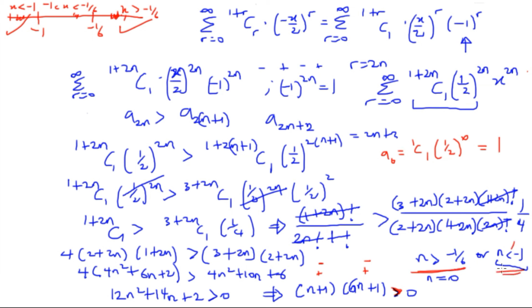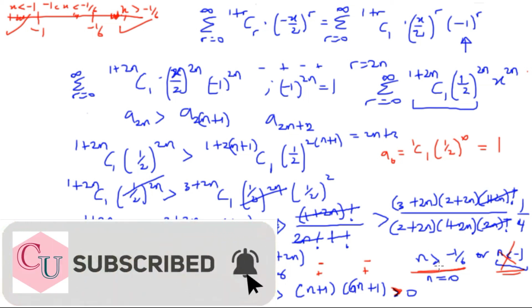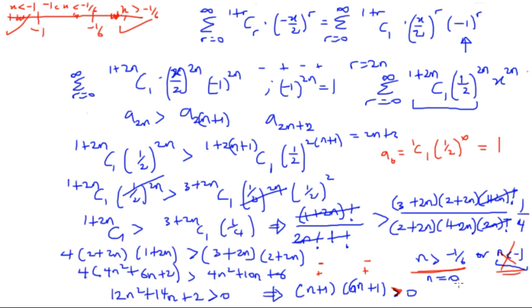So that's why the answer is n greater than minus 1 over 6 and n less than minus 1. But we omitted this because n less than minus 1 consists of numbers that are negative, and our n cannot be negative. But n greater than minus 1 over 6 still has positive numbers, and the least positive number is 0. So that makes our a2n to become a2 into 0, which is the same thing as a naught. So anywhere I see n, I change it to 0. So 1 is the greatest coefficient.